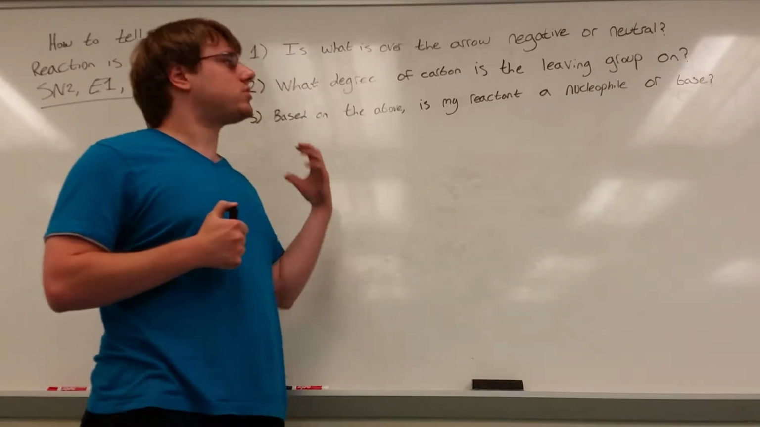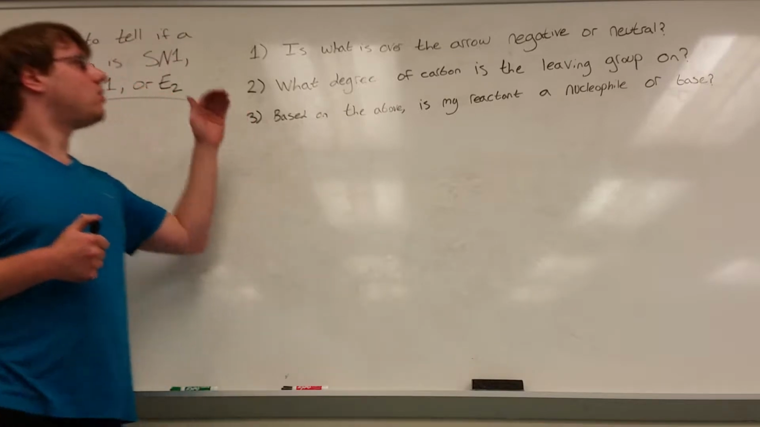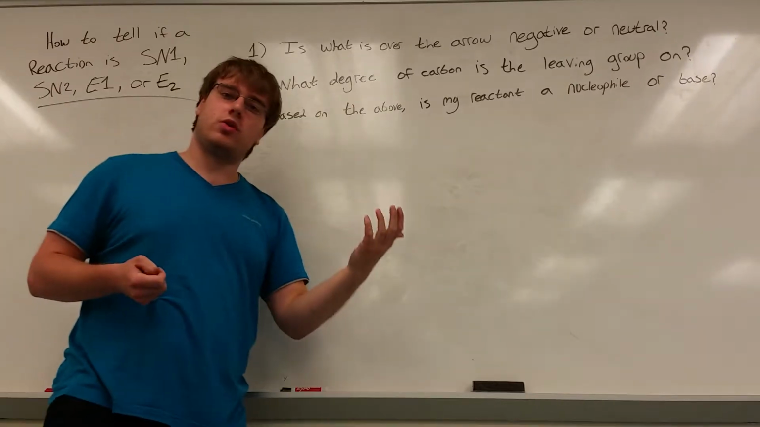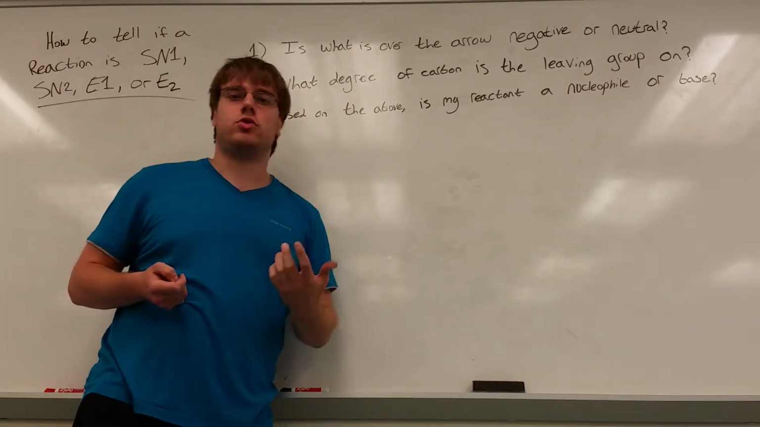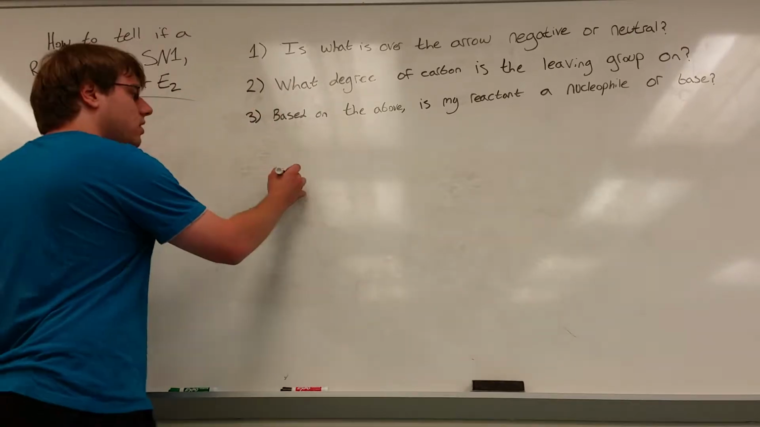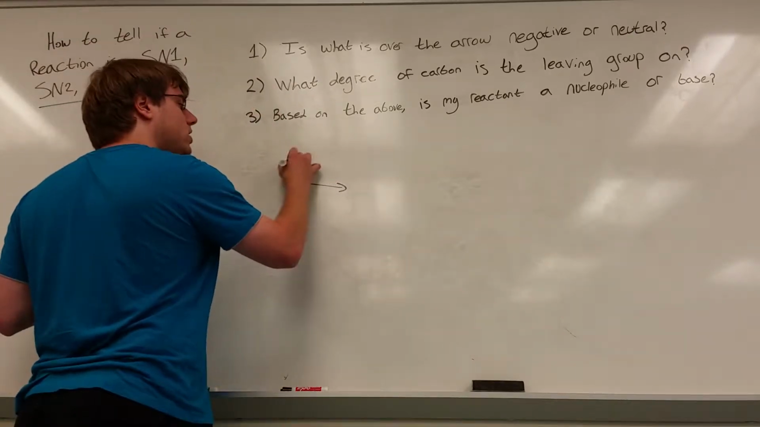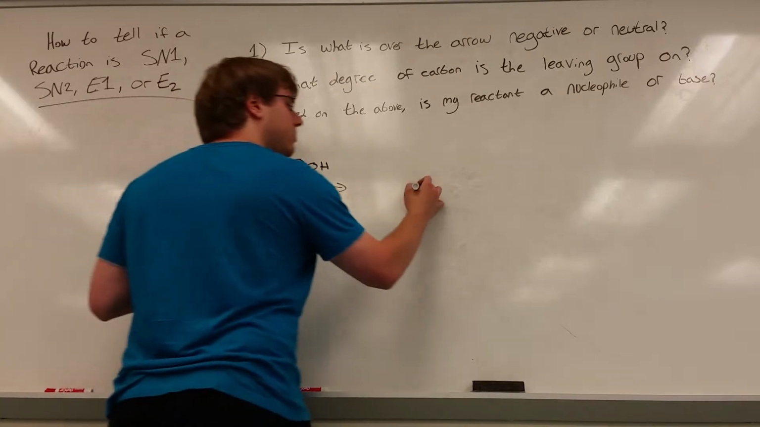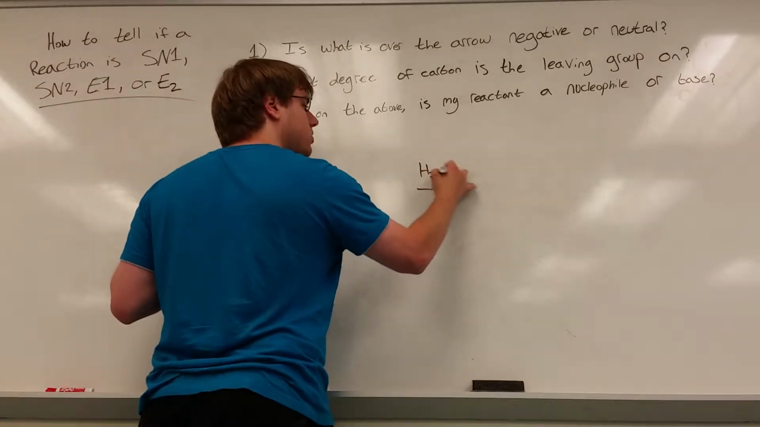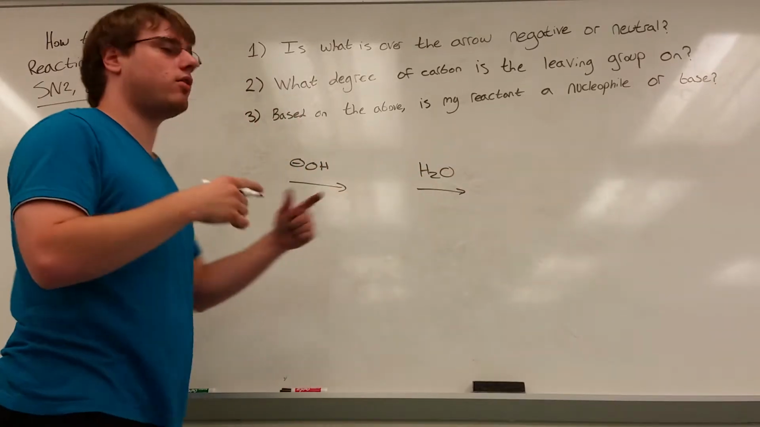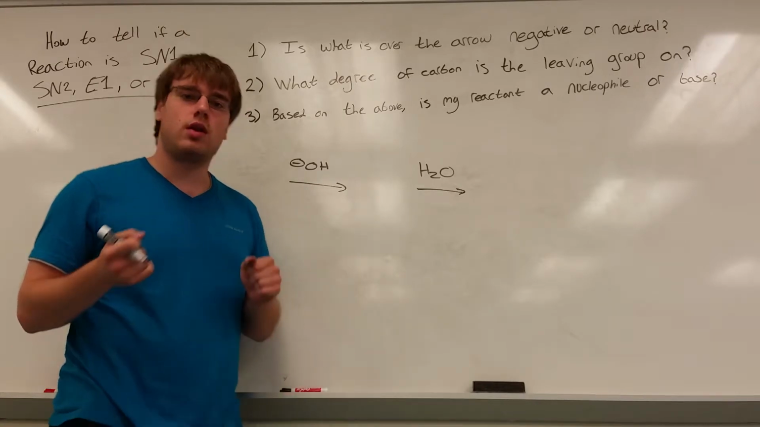And to do that, we're going to answer 3 key questions. Question 1, is what's over the arrow negative or neutral? And why does that matter? Let's take, for example, over the arrow we have OH minus and we compare it to H2O. So the difference is just a matter of a proton, a matter of a negative charge versus being neutral.